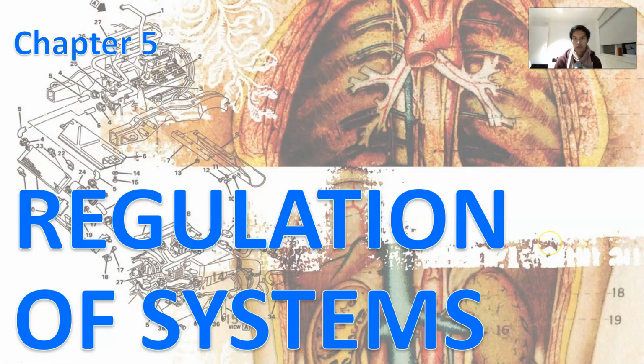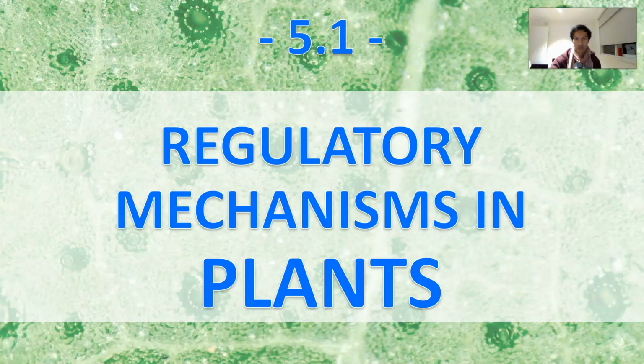Alrighty, welcome guys to chapter 5. In this particular chapter, we are looking at the regulation of systems of both plants and animals, and then what happens when some of these things fail. So let's jump into it. All right, we're going to start with 5.1, looking at regulatory mechanisms in plants.